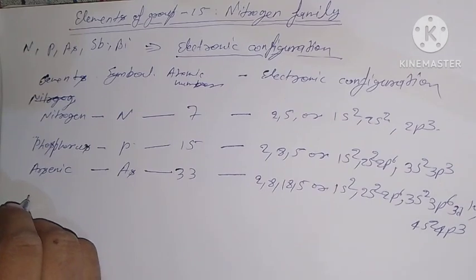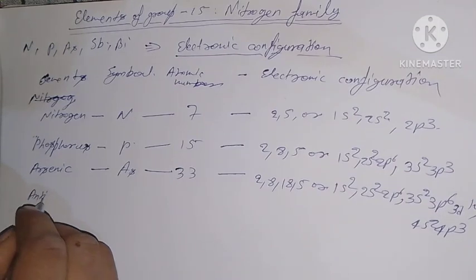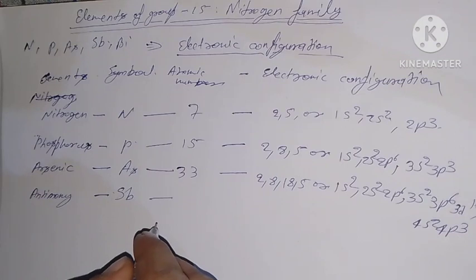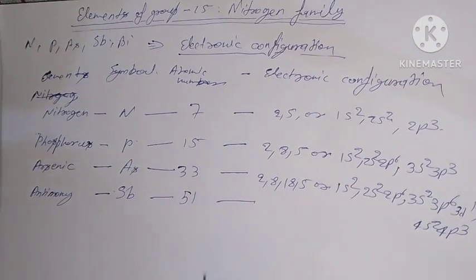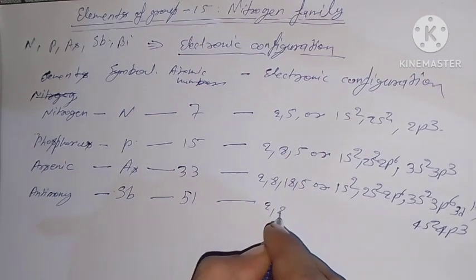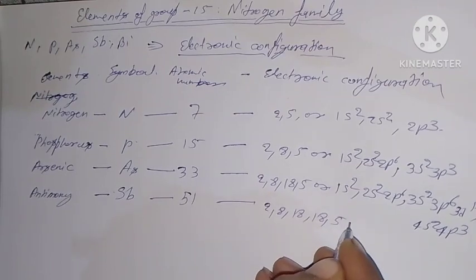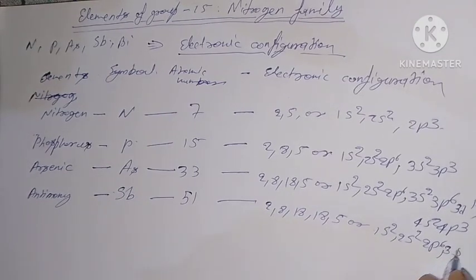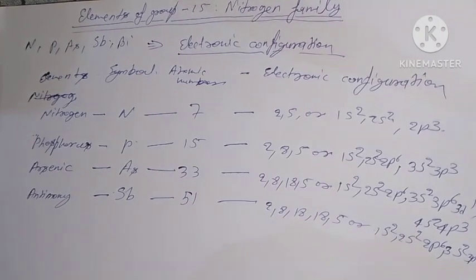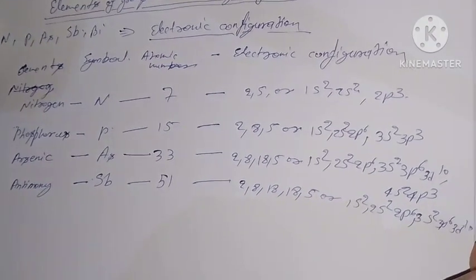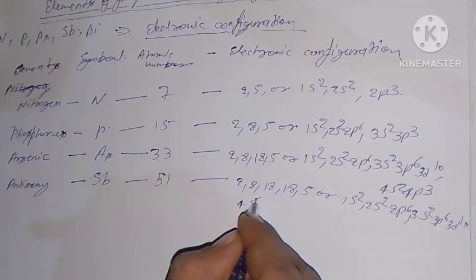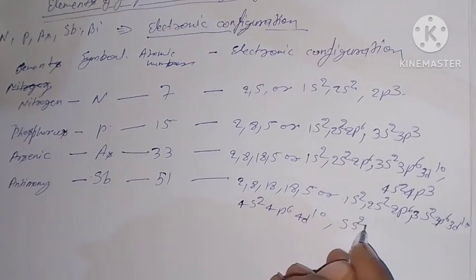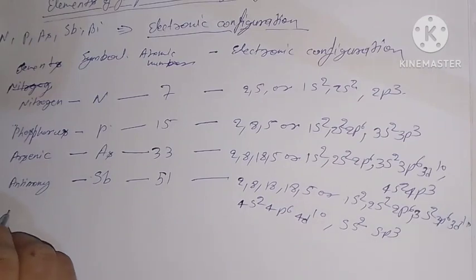Next is antimony, represented by Sb. Atomic number is 51, and electronic configuration 2, 8, 18, 18, 5, or 1s2, 2s2, 2p6, 3s2, 3p6, 3d10, 4s2, 4p6, 4d10, 5s2, 5p3.